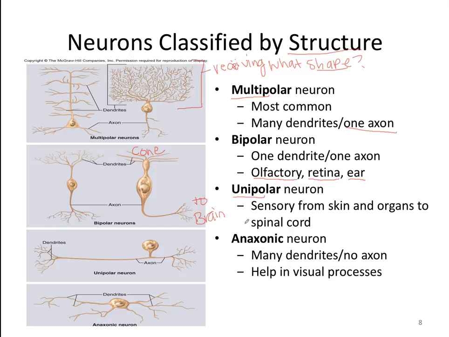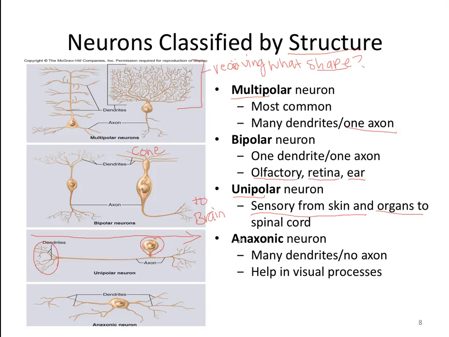A unipolar neuron, these are weird, so they have a cell body that is off to the side on a little stalk, a really long axon, and the axon in this case is directly touching the dendrite. So the information in a unipolar neuron goes from the dendrites up the axon. All of your somatic sensory neurons are these. So sensory from skin and organs to spinal cord, and this also includes visceral sensory neurons. So we'll talk more about this type of neuron when we get to spinal cord anatomy specifically.